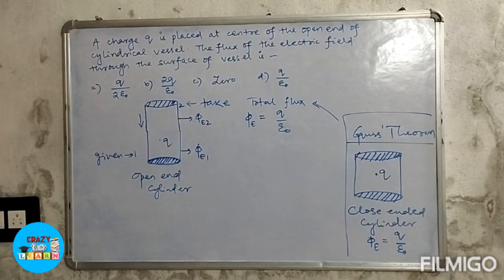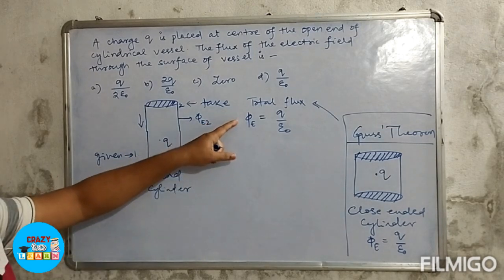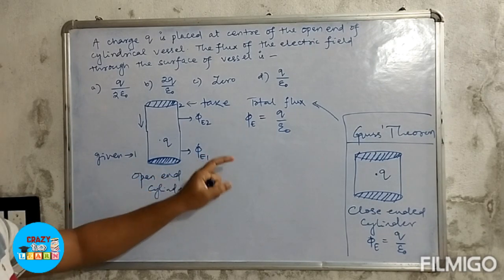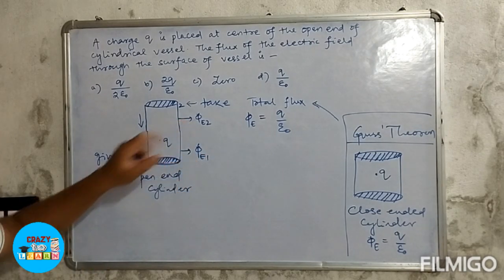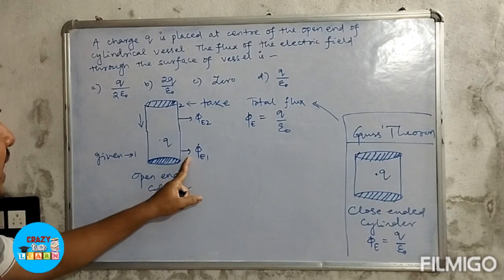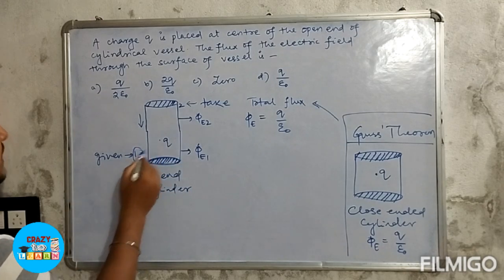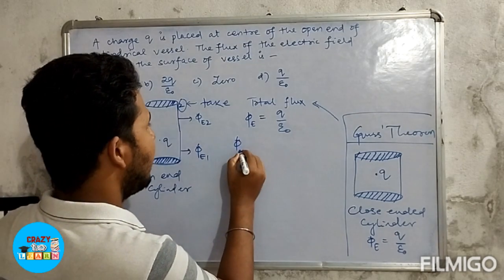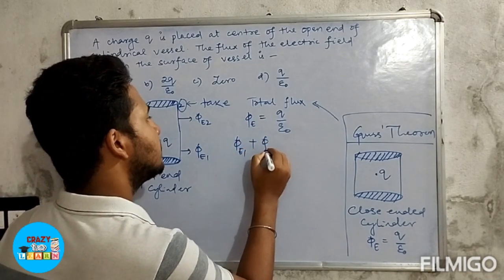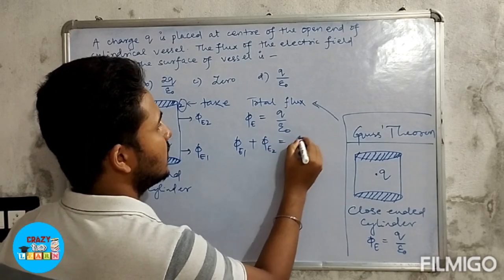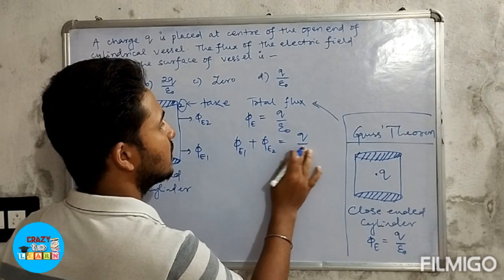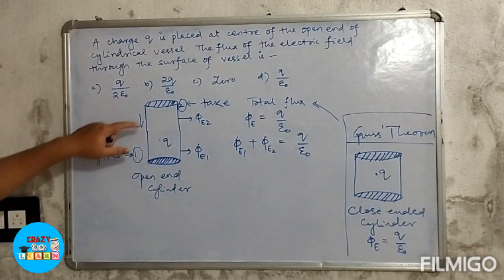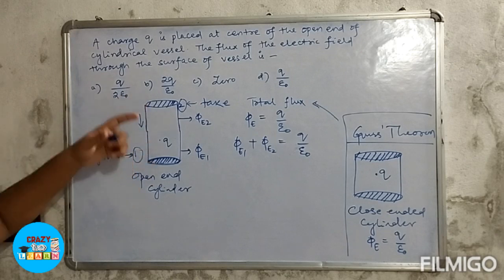Okay, so ये जो total flux, the total flux we are getting phi E, it is the sum of phi E1 and phi E2. The total flux linked with the one surface and second surface. Yes or no? So phi E1 plus phi E2 is equal to Q by epsilon naught. Yes or no? And both 1 and 2 are same.